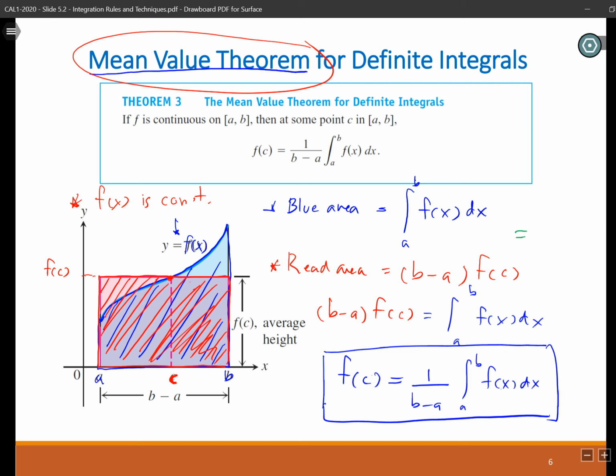That's all for the main concept of this theorem. It is about the blue area and the red area, and they have to be equal.